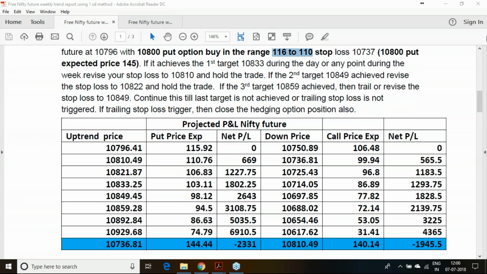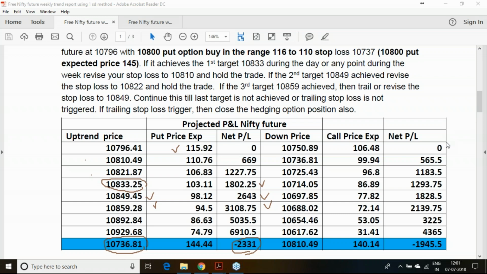So if you enter this particular trade on Monday in a long trade, and you are getting that option also at 116 rupees, and the first target you have achieved, this is 0.382, this is 0.5 and the first target is the 0.618 level. Your net gain will be 1,800. If you go to the second, third target, the gain goes to 2,600, 3,100. And if the stop loss hits here, at the 737 level, then your loss will be 2,331.